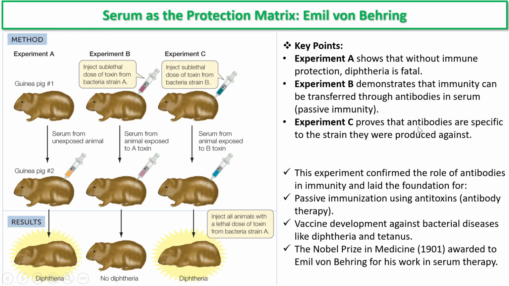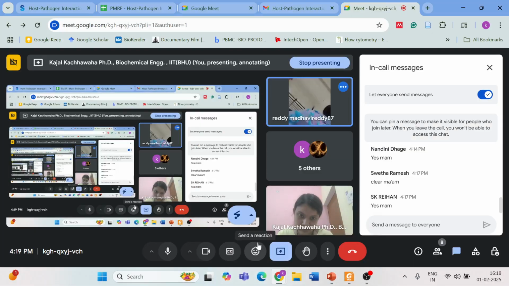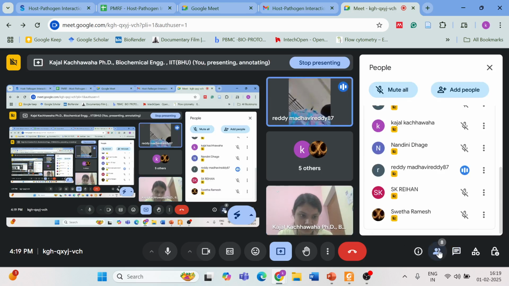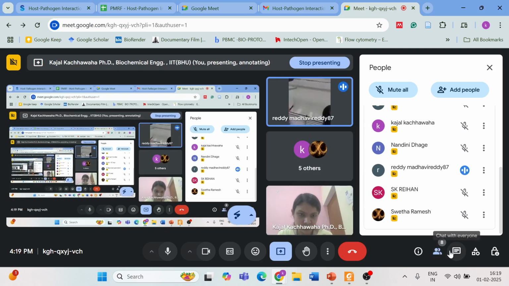And experiment C proves that antibodies are specific to the strain they were produced against. Like this guinea pig. What happened? Please unmute yourself.